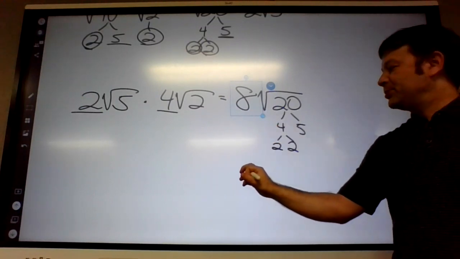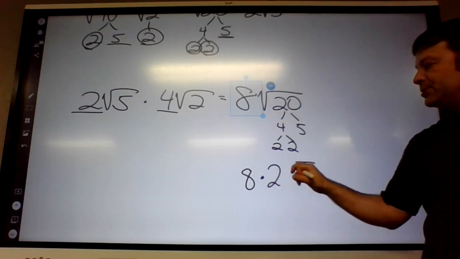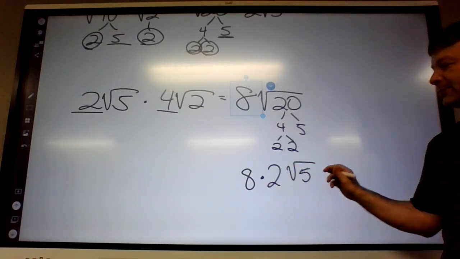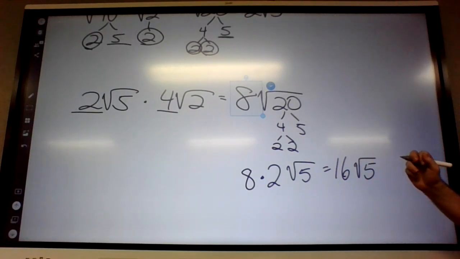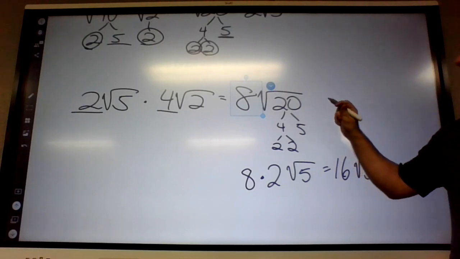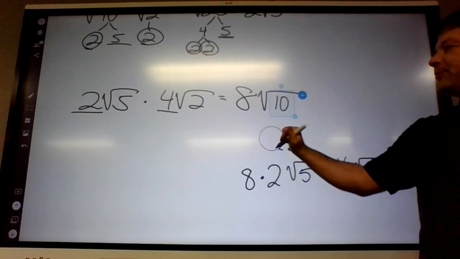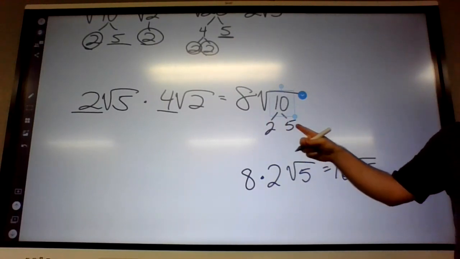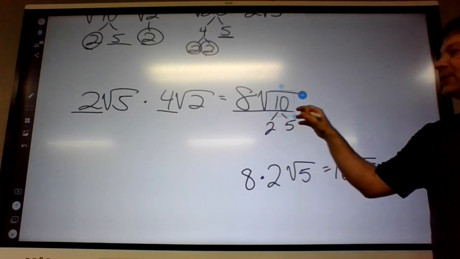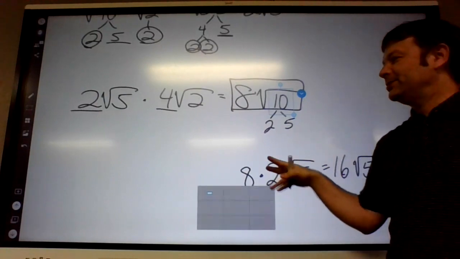Well, basically this would just be 8 times, instead of square root of 20, 8 times 2 square root of 5. So 8 times 2 would be 16 times square root of 5. Okay, I made it up. It was 10, but square root of 10 does not simplify, right? Because the only thing that goes into 10 is 2 and 5. So this would not simplify. So I made it into 20 just to make a point.